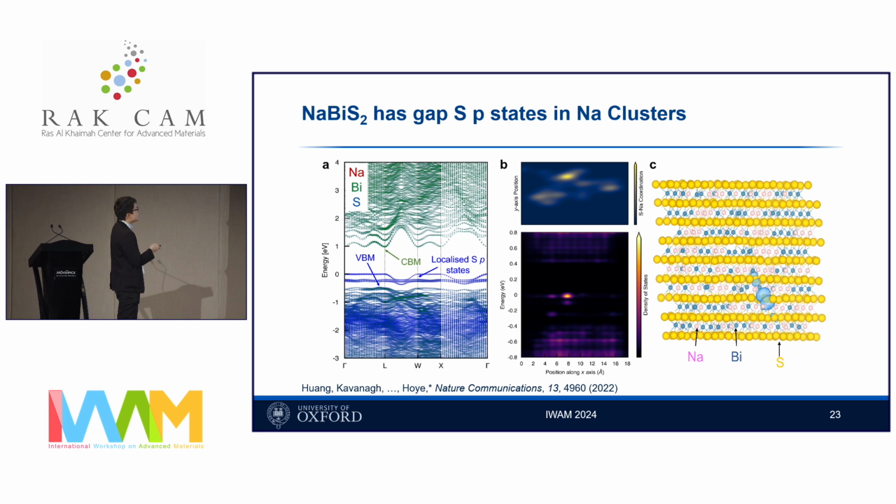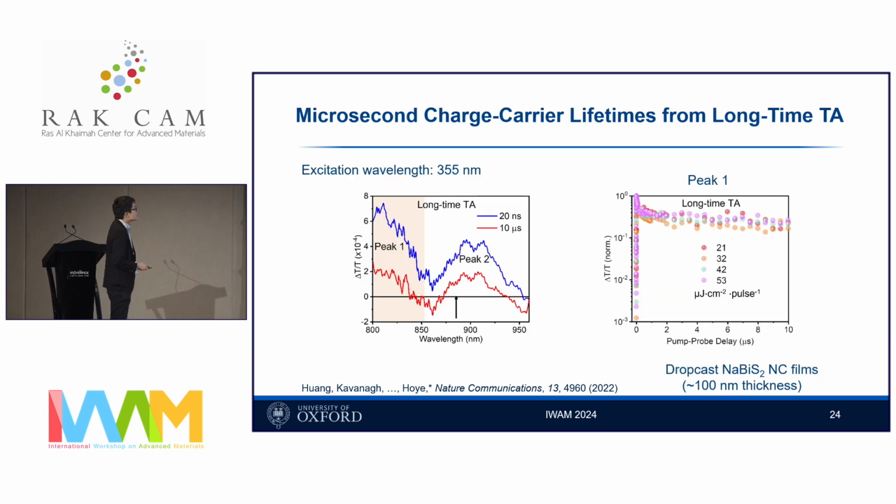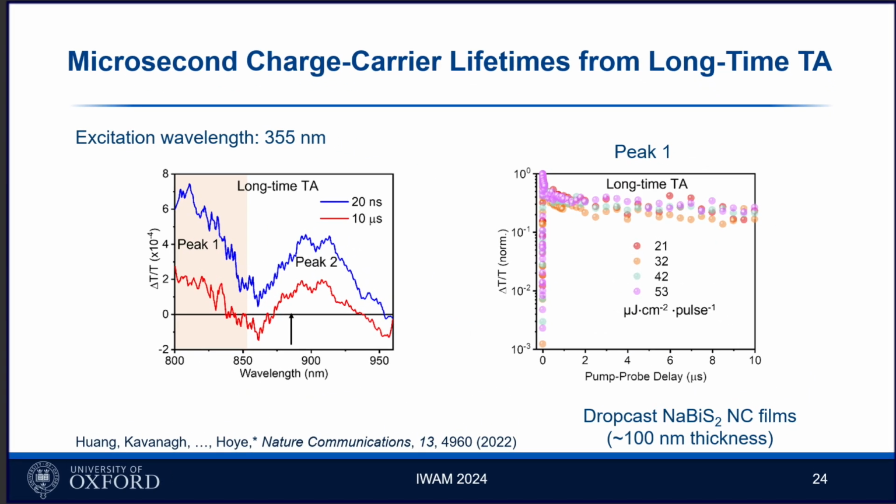And what we find is that these localized sulfur p states form when there's strong coordination of sodiums forming around the sulfurs. And that makes sense because the sodium does indeed act as a spectator ion at the band extrema. And so at the band extrema, the bismuth has nothing to bond to. And so it almost forms these states which almost look like defect states here. So we want to understand what that does in terms of charge carrier kinetics.